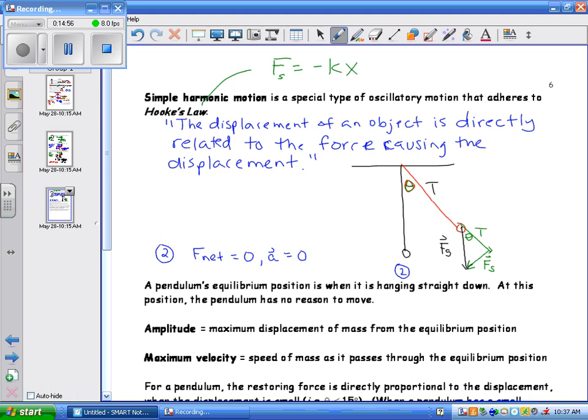If that's position 1, at position 1 the restoring force, F restoring, you can just call it F if you want, is equal to mg sine theta. Because the restoring force is the opposite side and Fg is the hypotenuse, and we know that angle, so we have opposite over hypotenuse, and when we rearrange that, we end up with the restoring force equal to mg sine theta.